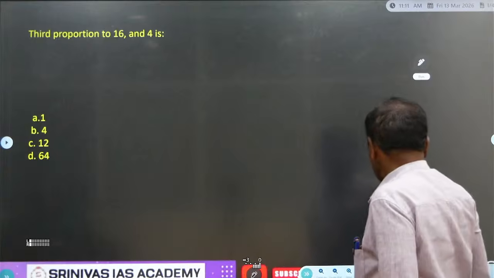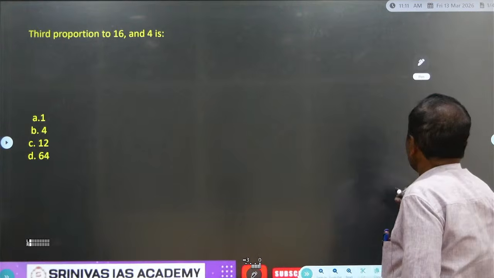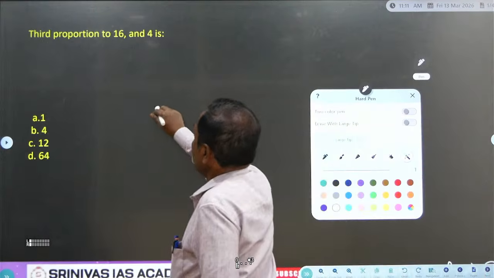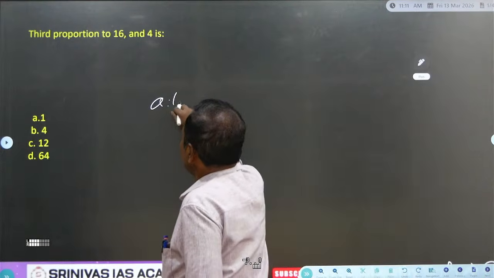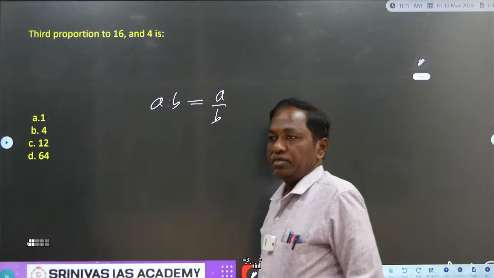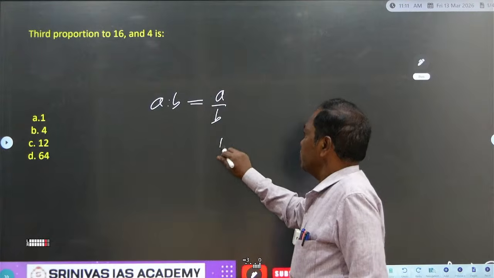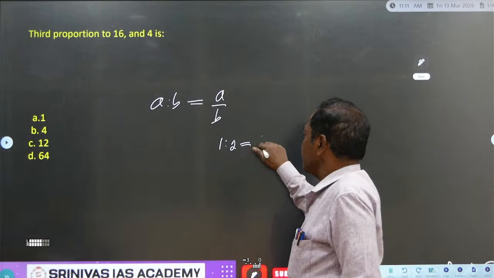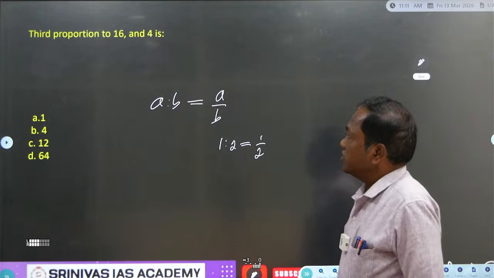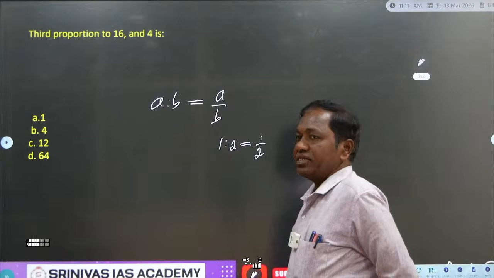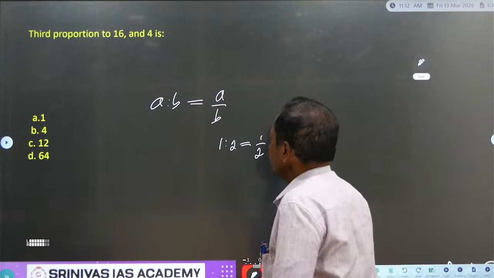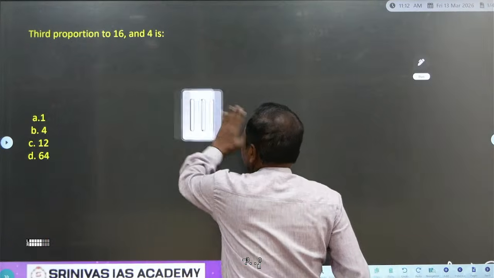can be written as A by B. If it is 1 to 2, this can be written as 1 by 2. Like X is to Y can be written as X by Y. Fine. See this one, again you have to say that is continued proportion.